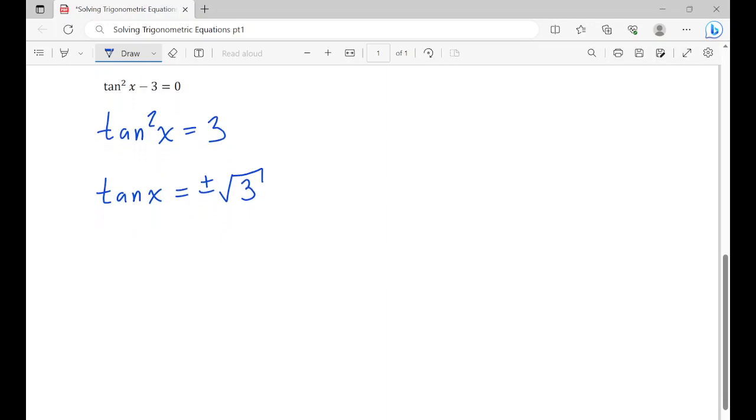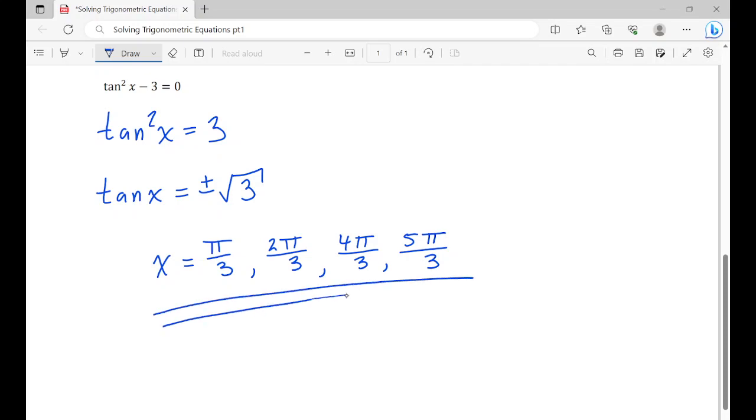Now again, I'm going to ask myself, where on the unit circle is tangent equal to positive root 3 or negative root 3? Still on the same interval, 0 to 2 pi. In this case, there's actually 4 answers. We have pi over 3, 2 pi over 3, 4 pi over 3, and finally 5 pi over 3. These 4 on the unit circle, when plugged into tangent squared minus 3 will give you 0. So these are solutions to this trig equation.